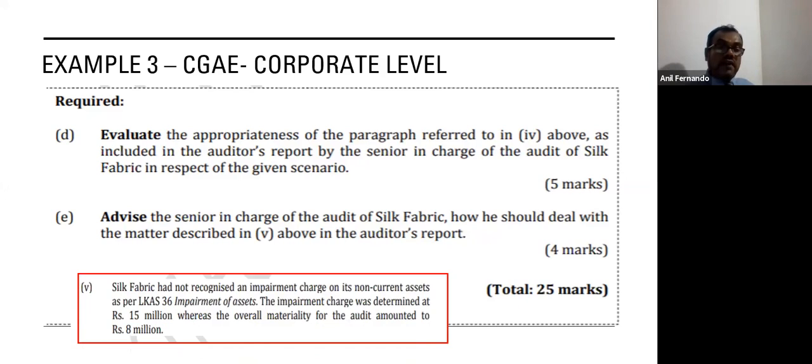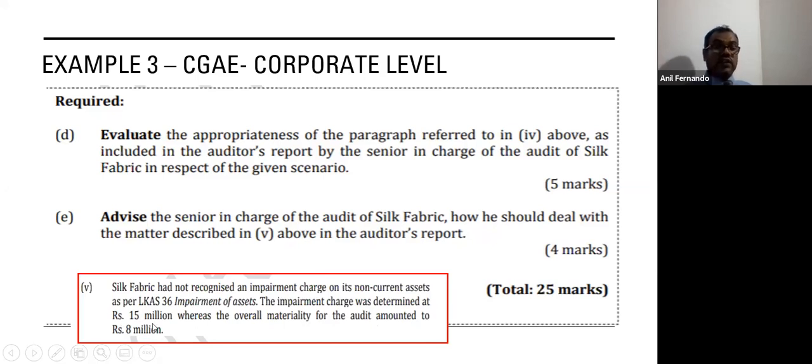So 5 has been given here, advice. Silk fabric had not recognized an impairment charge on its non-current assets. So this is the statement, 5 above. As per LKS 36 impairment of assets, the impairment charge was determined at 15 million, whereas the overall materiality, that is the audit gauge, is 8 million. So this is a material amount significantly higher than the audit gauge.